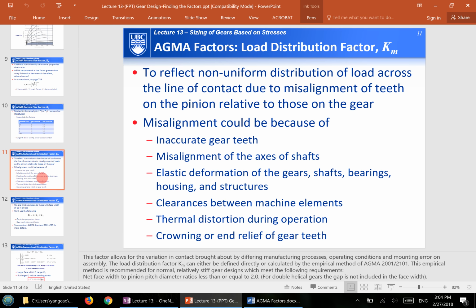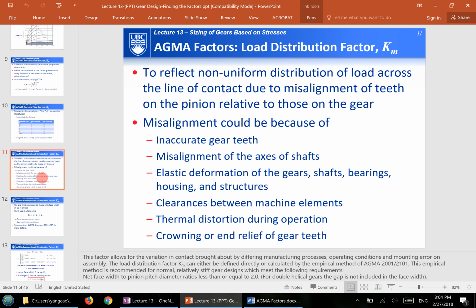Deflection. Imagine a two-stage drive, one shaft at the top and one at the bottom; one shaft carries the pinion and the other carries the gear. If the shaft and gear have a little bit of deflection, then the meshing of these two will not be as accurate as it is supposed to be. When it starts to spin, the load distribution will not be uniform anymore. That's one of the reasons.